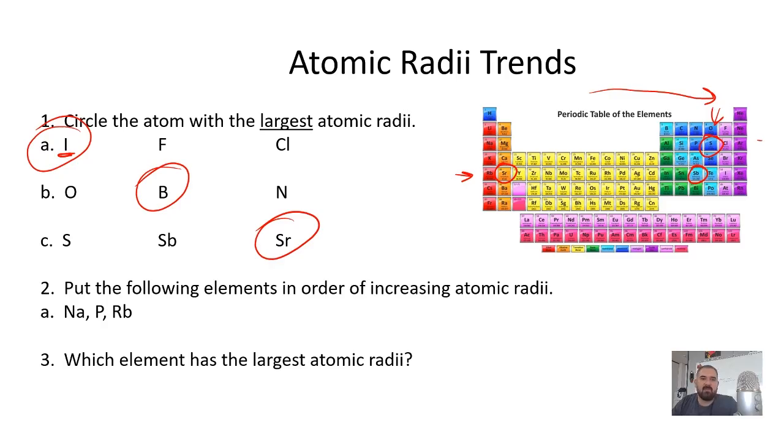Next one wants us to put these elements in order by increasing atomic radii. So increasing means smallest to largest. So let's go ahead and figure these out. Let's compare the first two. So we got sodium phosphorus. That's going to be this one, and then this one. So they're in the same period, which means we just need to look at nuclear charge with this one. So this one is going to be smaller, and this one's going to be larger.